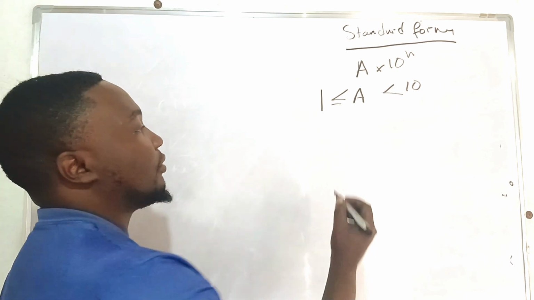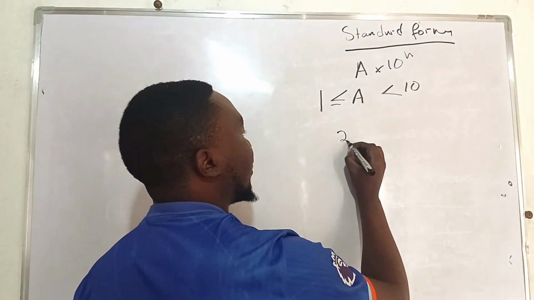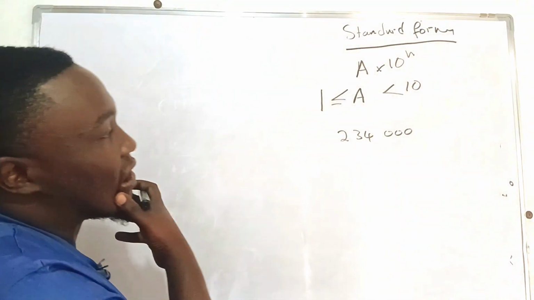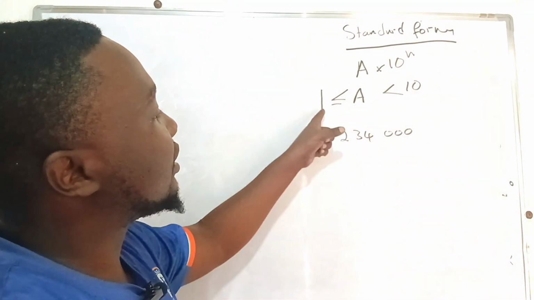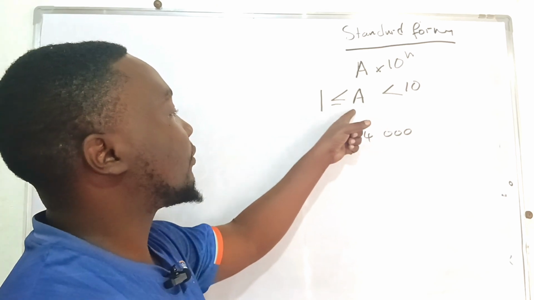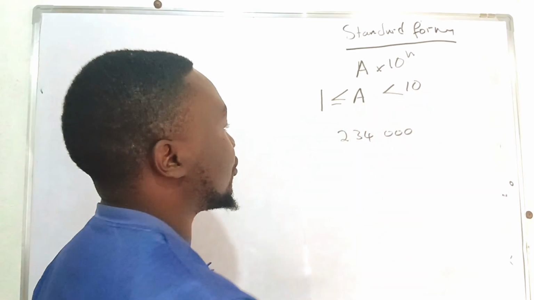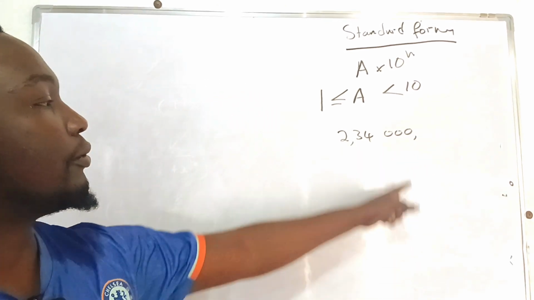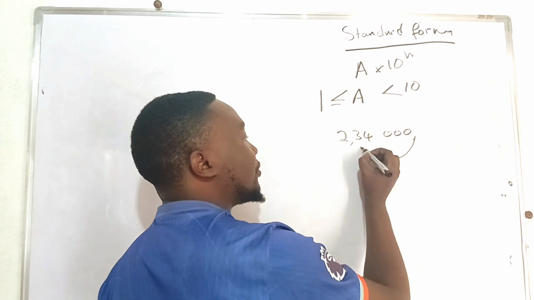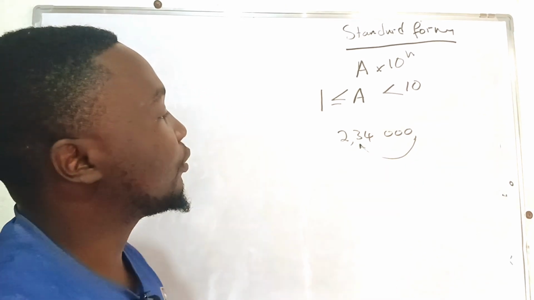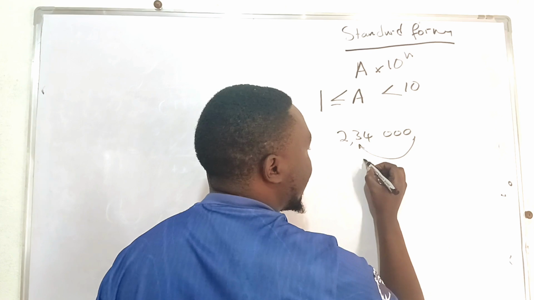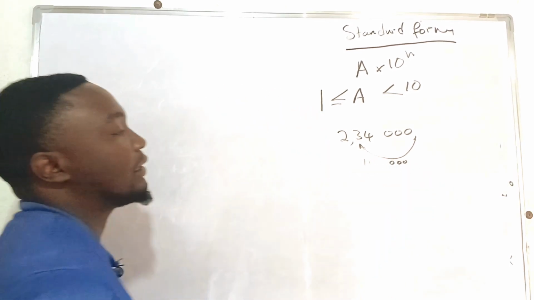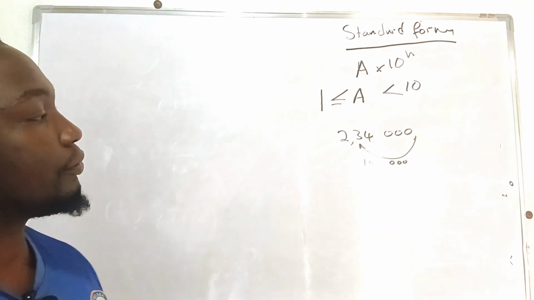For example, if you have a number 234,000 and you need to express it in standard form, remember that in standard form the remaining number after the comma must be less than 10. So you need to move your comma from here up to here. If you look at it closely, you need to move your comma 10,000 places from here to here.